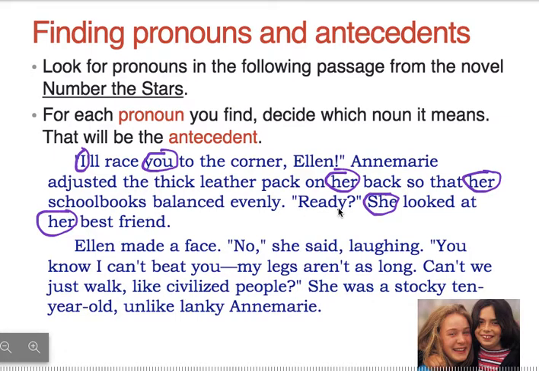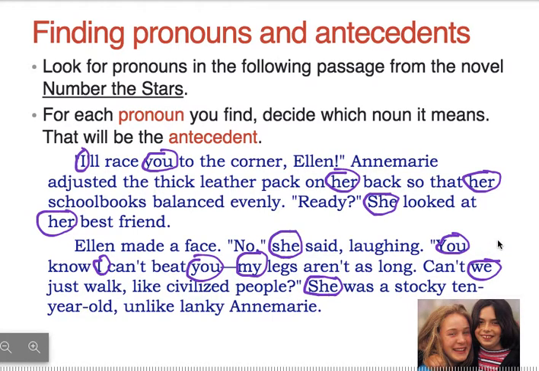"Ellen made a face. 'No,' she said, laughing." Well, she is a pronoun. "'You know I can't beat you. My legs aren't as long. Can't we just walk like civilized people?'" There's a bunch of pronouns there. So we have you and I, and you again. My is a pronoun. We. "She was a stocky 10-year-old, unlike lanky Anne-Marie." Finally, you have one more pronoun here, she.